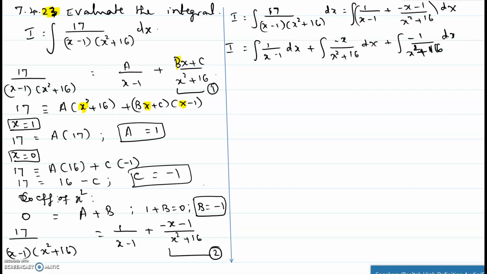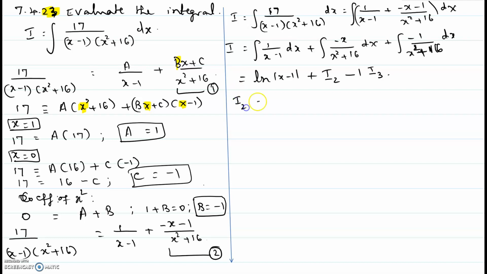So now it becomes three integrals. If we integrate the first one, it is ln of absolute x minus 1. Then this part we are going to do by substitution, so we will call it I2. We will integrate that separately. And this one is by the formula. I can take the negative one out, so I'll call it I3 for the time being, so negative 1 times I3. Then we'll evaluate I2 and I3 separately. I3 is just a formula. I2 needs to be done by substitution.